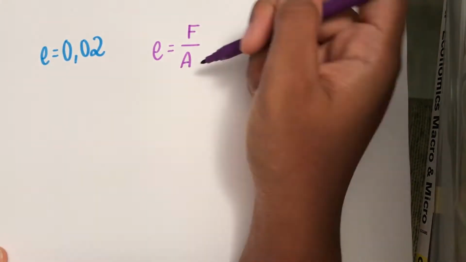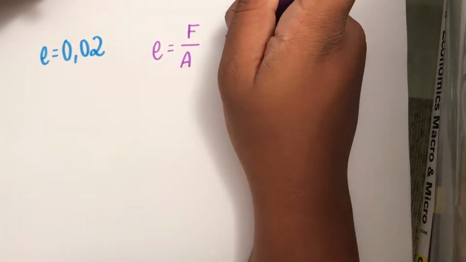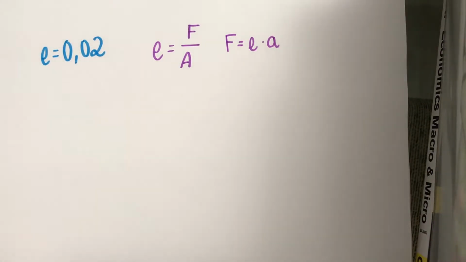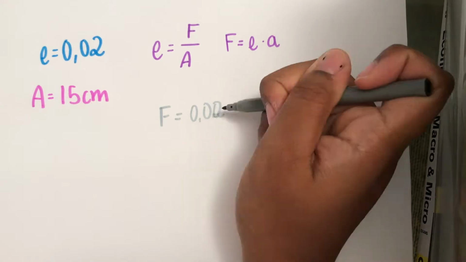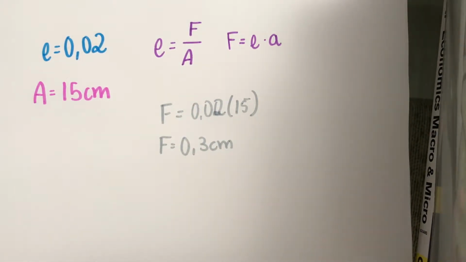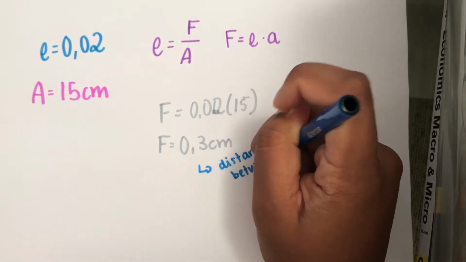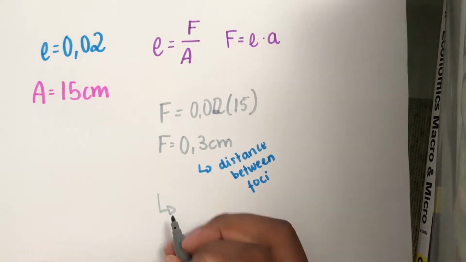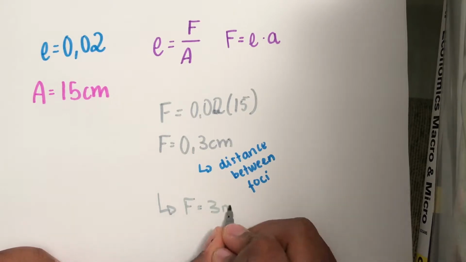In order to correctly draw the orbit of the Earth around the Sun, we're going to use eccentricity. E equals F over A. We're going to rearrange this equation in terms of F, and it is going to result in F equals E times A. We determine 2A equals 15 centimeters, and we plug it into the equation to find F. F equals 0.02 times 15, therefore F equals 0.3 centimeters or just 3 millimeters. F is the distance between our foci.